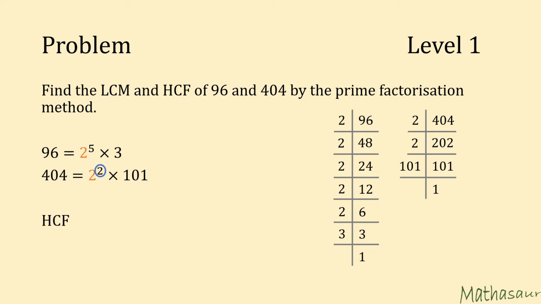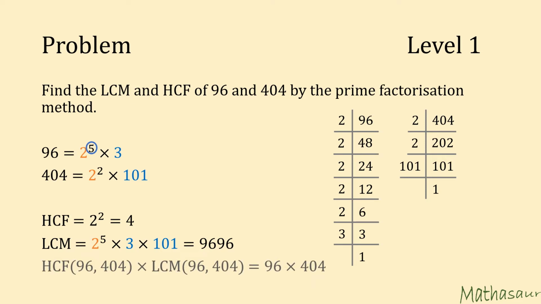Now for the HCF, we shall look at the common factor and the smaller power of this factor. That would be 2 square. So the HCF is 4 here. Now for the LCM, we shall look at the higher power of this common factor and take the rest of the factors as well. So we get 2 raised to the power 5 times 3 times 101. We get 9696 as the lowest common multiple.